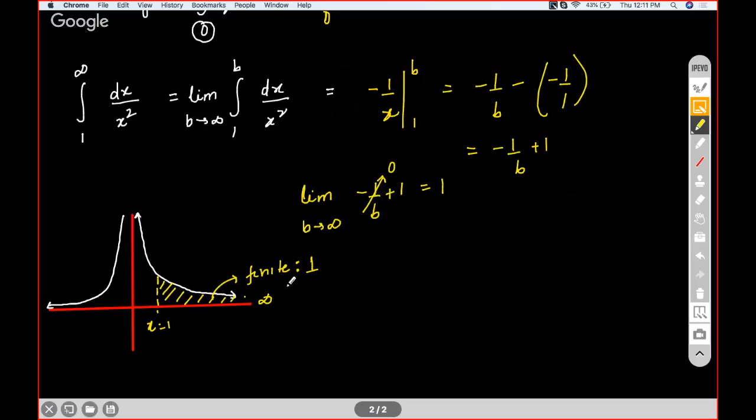We call such kind of integrals converging integrals, because even though you are integrating till infinite value of x, the answer is a finite value. This is a sign of convergence. Getting the point? But on the other hand, if I give you another example, integrate dx by root x.